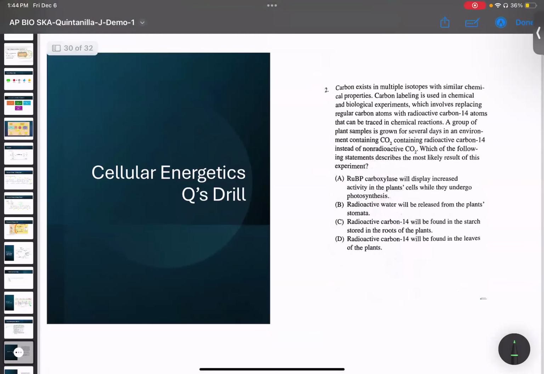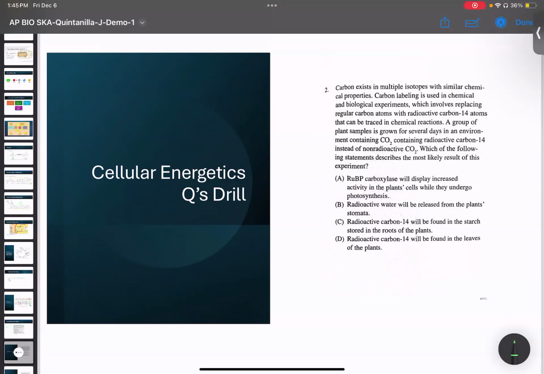Question 2. Carbon exists in multiple isotopes with similar chemical properties. Carbon labeling is used in chemical and biological experiments, which involves replacing regular carbon atoms with radioactive carbon-14 atoms that can be traced in chemical reactions. A group of plant samples is grown for several days in an environment containing CO2 with radioactive carbon-14 instead of non-radioactive carbon CO2. Which of the following statements describes the most likely result of this experiment?